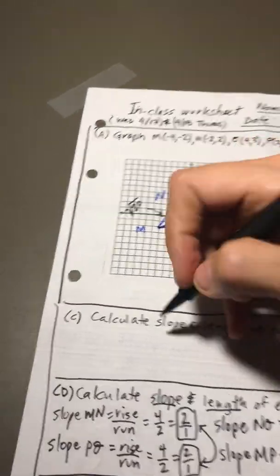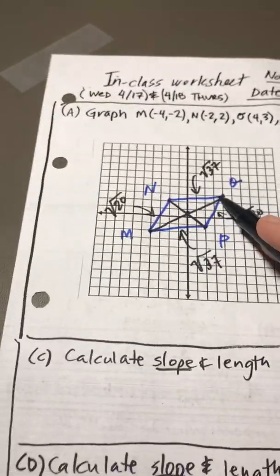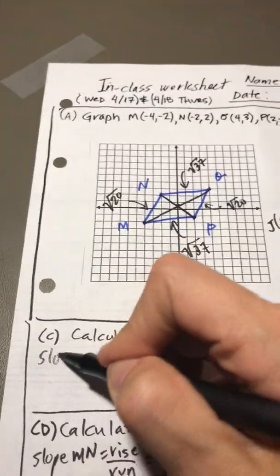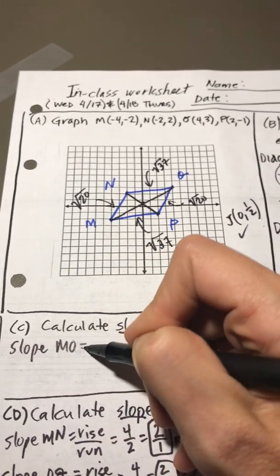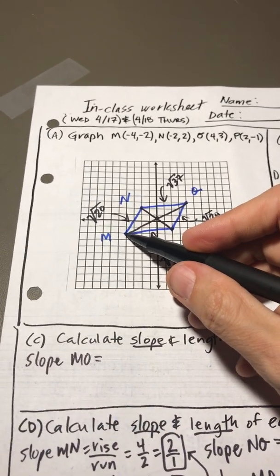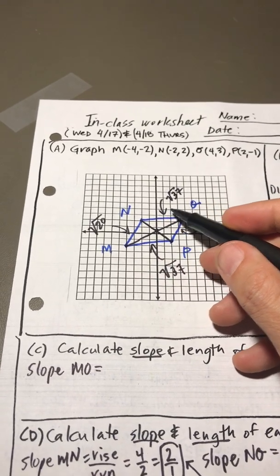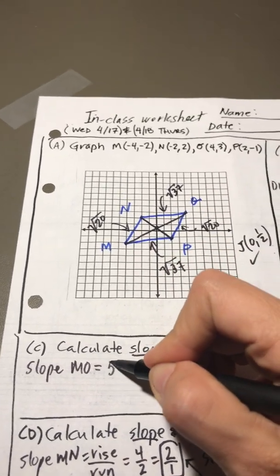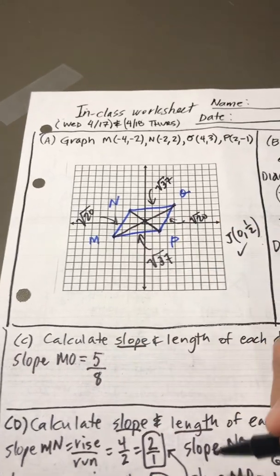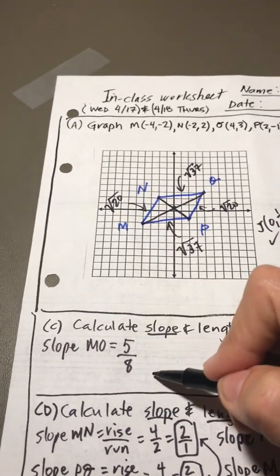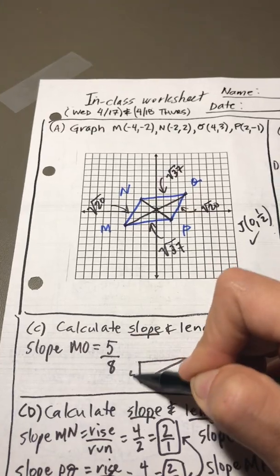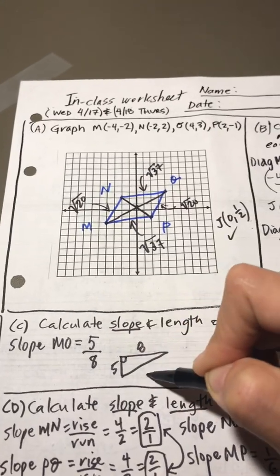Now let's look at this slope. If I think here, this one, MO, the slope of MO is going uphill. So let's count it. 1, 2, 3, 4, 5. 1, 2, 3, 4, 5, 6, 7, 8. So I rose 5, I ran 8. So I can calculate pretty quickly the length of that. That'd be 5 and that'd be 8.